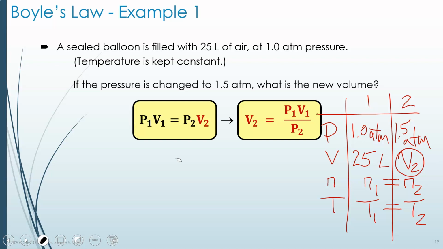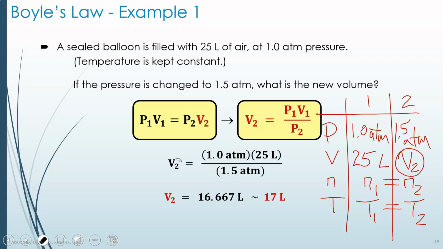We have all our values. Our table helps us figure out what's what and allows us to know exactly what each value is. And notice I put all the units in as well. And now we're going to plug them in. P1 is 1.0 atmospheres of pressure. V1 is 25 liters of volume. And P2 is 1.5 atmospheres of pressure.